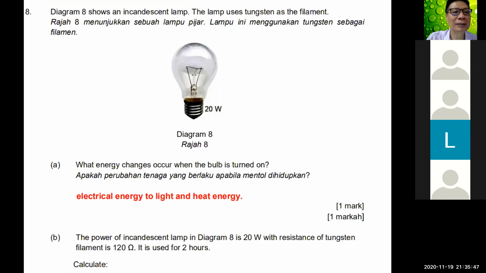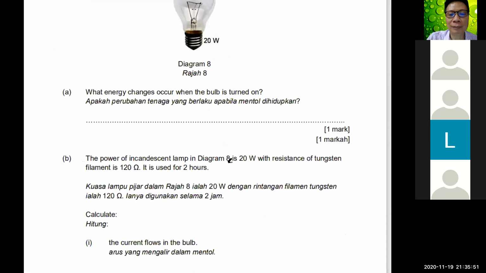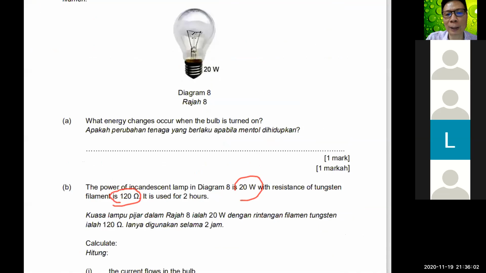Now P. The power of the lamp is 20 watt. Resistance of tungsten is 120 ohm, very high resistance. This one must be high resistance one, you know. High resistance means it becomes hot, becomes red color to produce a light. And it's used for 2 hours, long hours, you know. So you have power, you have resistance, you have time.